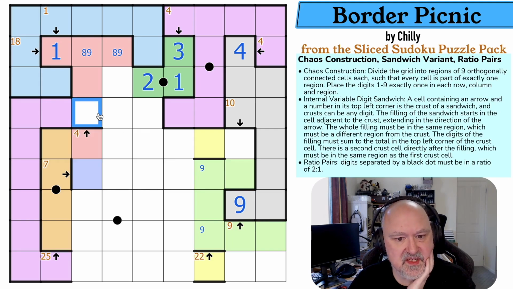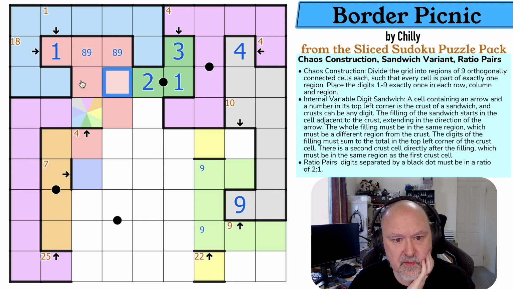And this must be a different color. But red has to connect up to this. But this can't be red. For now, let's just say it's not red. This is not red. So red has to come out through here. It still needs to grow.